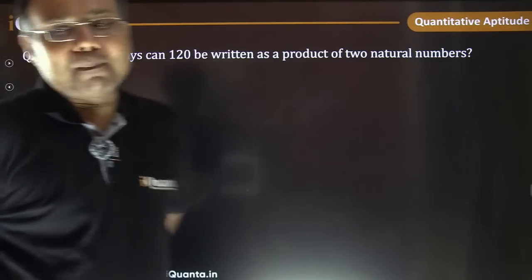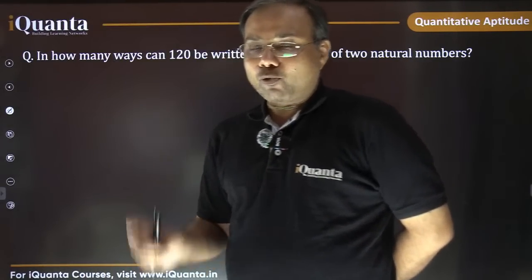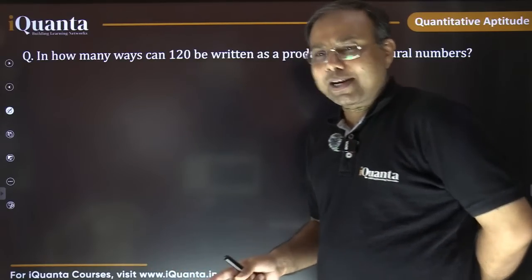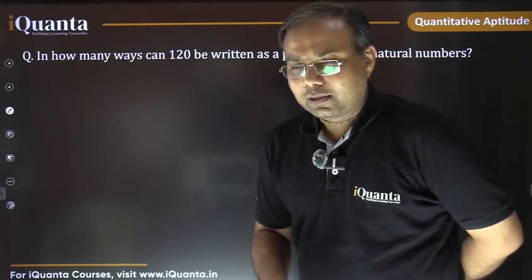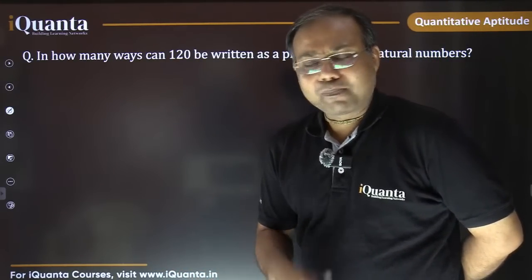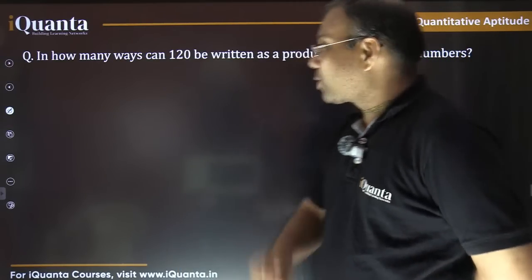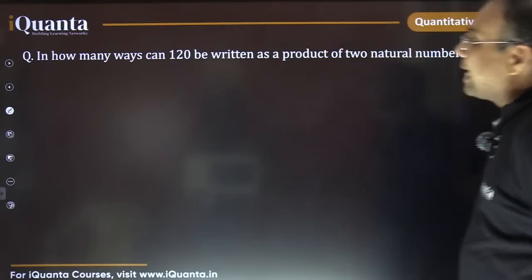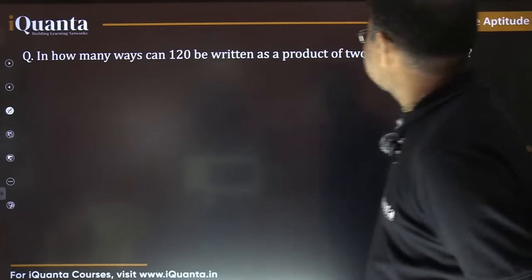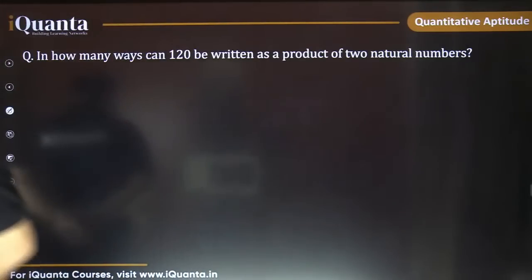See, you are going to get the best benefit of the session provided you are an active participant. Don't just be a spectator. Participate. You can give a wrong answer, no problem, but respond and answer. In how many ways can 120 be written as a product of two natural numbers? Fast, please.